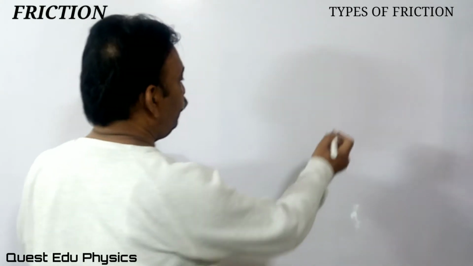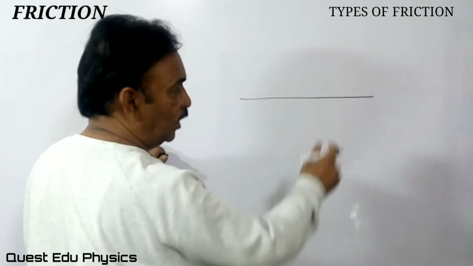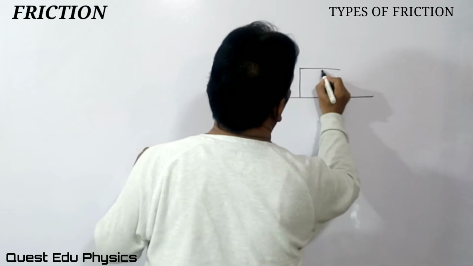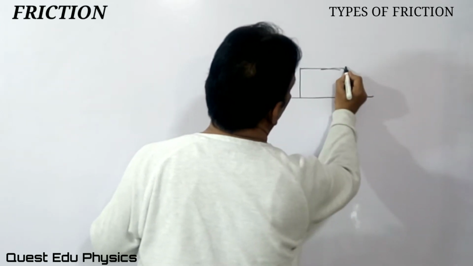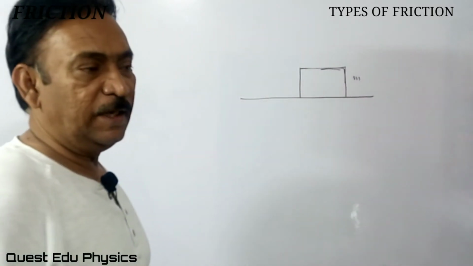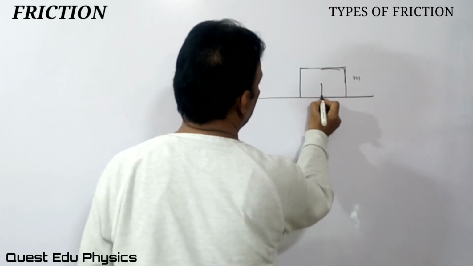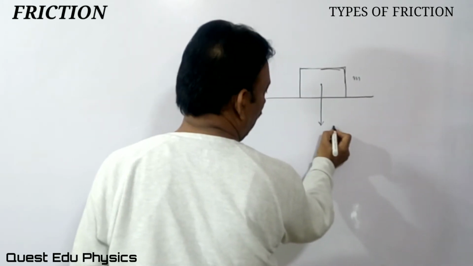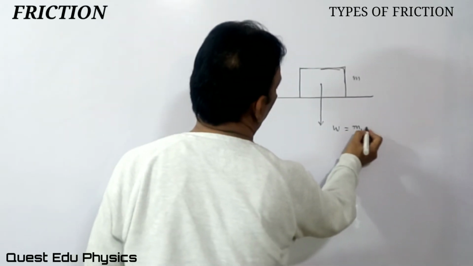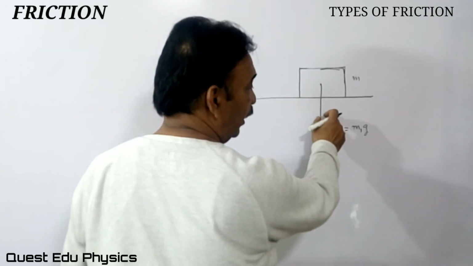Let's say it's a surface with friction, that means a rough surface. We kept a body over it, and let it have a mass of m. Let's say how many forces are acting on this body. Obviously you would say the weight of the body, which is working vertically downwards, and you know that weight is equal to mg. This is the action which is acting over the surface, then a reaction will act.